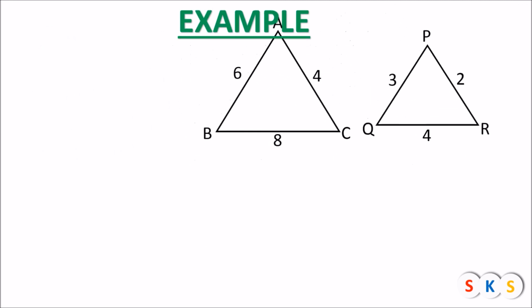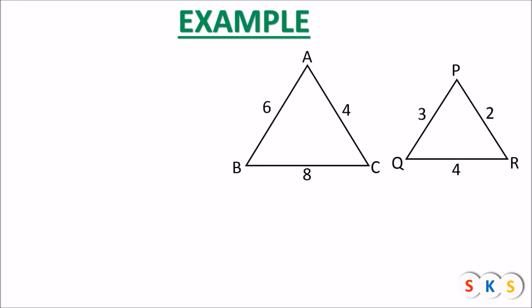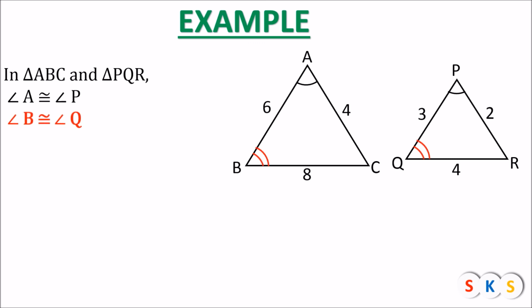Here angle A is congruent to angle P. Angle B is congruent to angle Q. You can see in this figure angle C is congruent to angle R. So all three angles of both the triangles are equal.